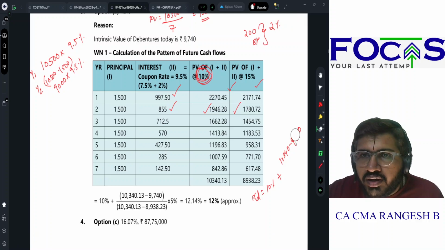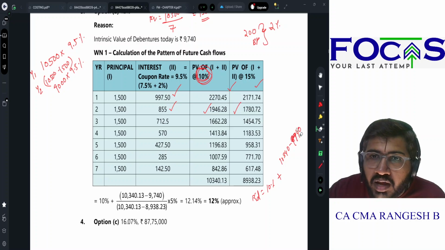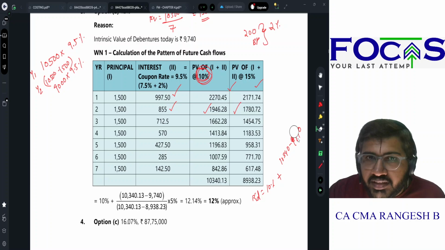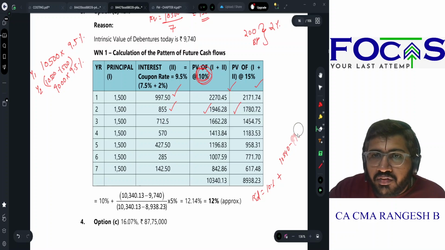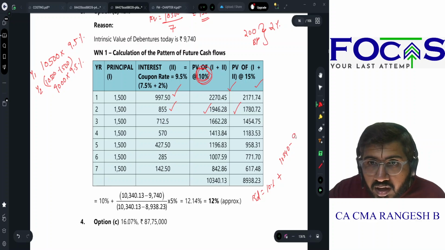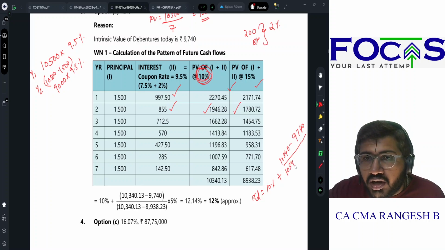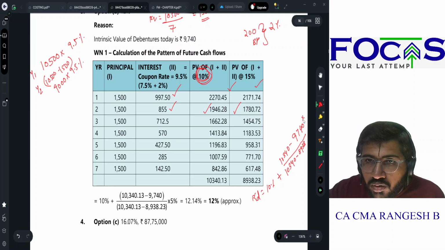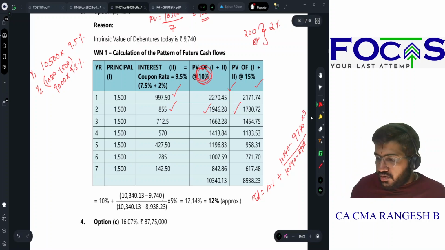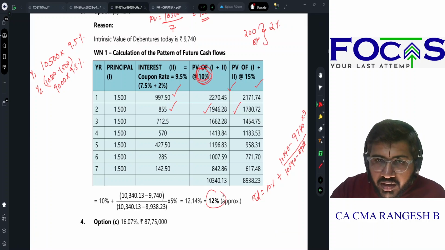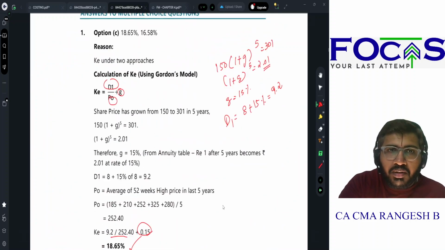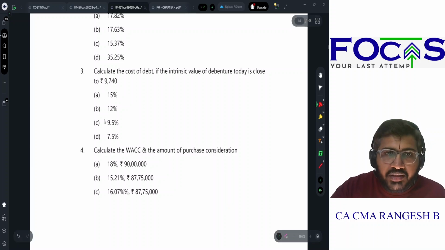Intrinsic value எவ்வளோ 9,740. என்னோட வேல்யூ 10,340 இருந்துச்சு அப்படின்னா my discounting rate is 10%. என்னோட வேல்யூ 8,938 இருந்துச்சுன்னா என்னோட discounting factor is 15%. எவ்வளோ இருந்ததுன்னா என்னோட intrinsic value will become 9,740. அதுதான் நம்ம calculate பண்றோம். So 10,340 minus 9,740 divided by 10,340 minus 8,938 into 15 minus 10, 5. So this will give me an answer of approximately 12%. This is your approximation method. So 12% is your right answer.